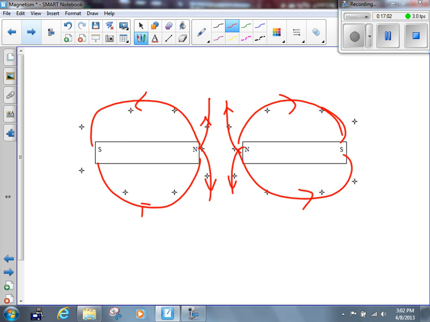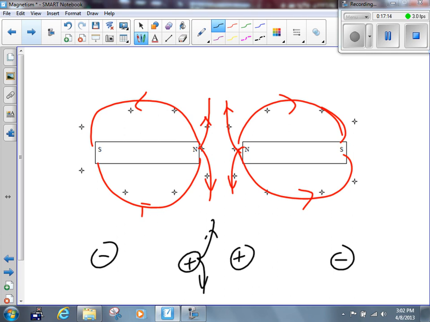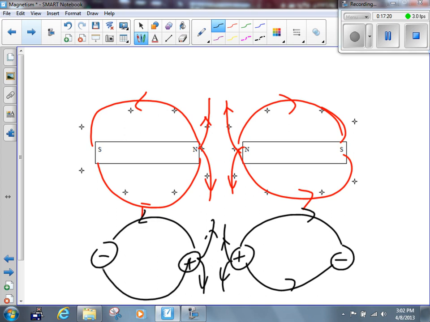What does that remind us of? Well, if we had two positive charges right here and here, and then a couple negatives over here and over here, then we should get an electric field that looks the same as the magnetic field that we just drew. The electric field is different than the magnetic field, but it has exactly the same shape.